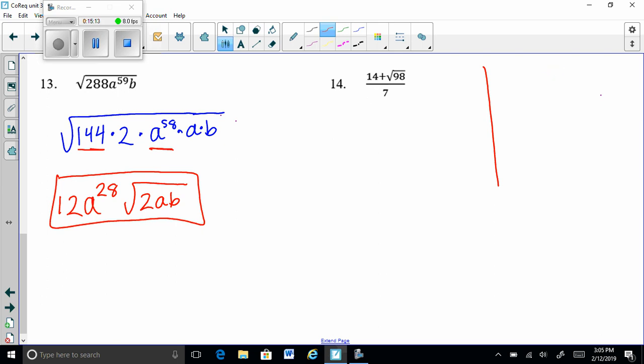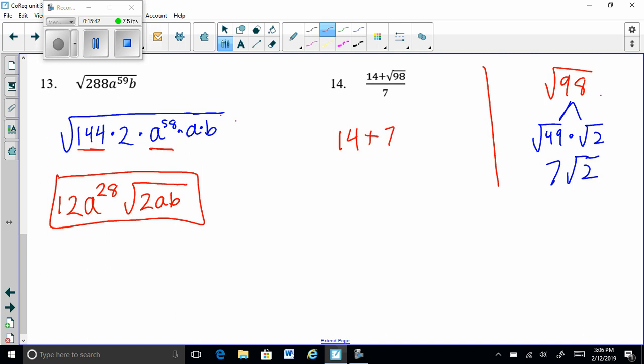And so let's see, I've got the square root of 98. And so we can go ahead and break that up. Let's see, 81, no, 64, no, 49, bingo. So we can break this up into the square root of 49 times the square root of 2. Square root of 49 is 7, so 7 square roots of 2. Okay, so let's come back over here. So I can rewrite this as 14 plus 7 square root of 2, all over 7.